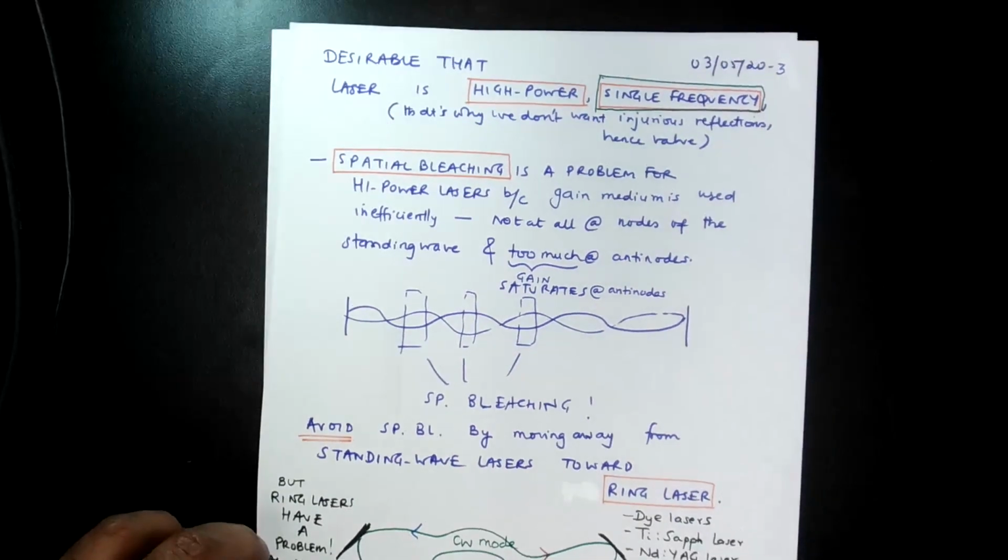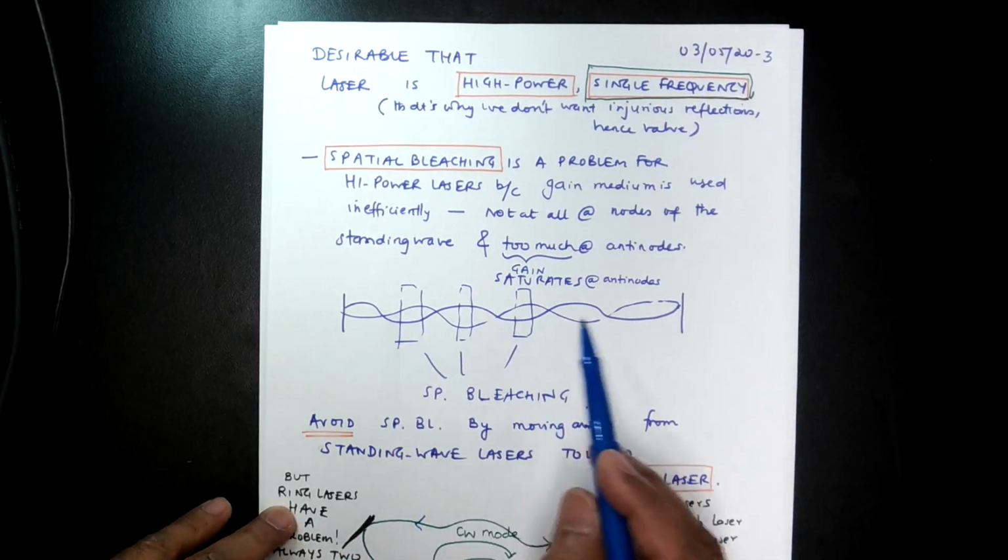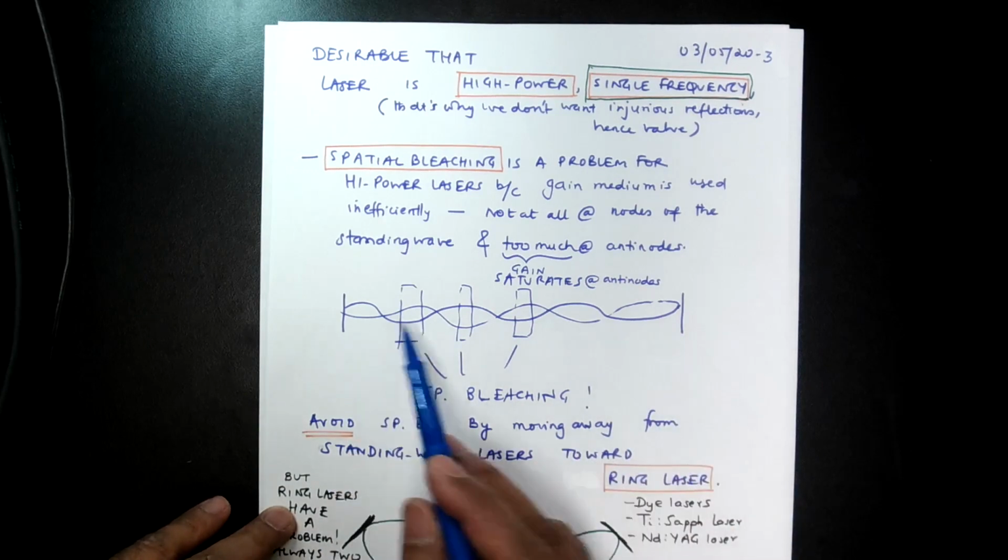So today I'm going to try and make a 5 or 10 minute video here of one other very common problem that high power lasers face. Now, what's the first problem that we discussed? The first problem we talked about was spatial bleaching. Remember that? Where the standing wave that forms inside the cavity.